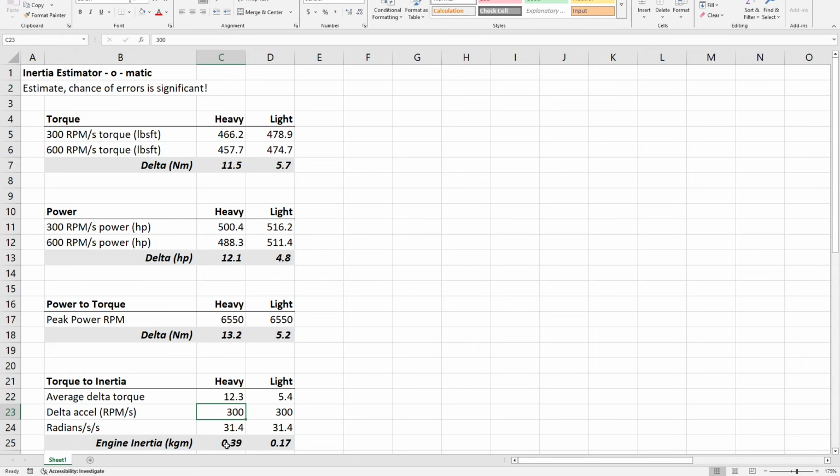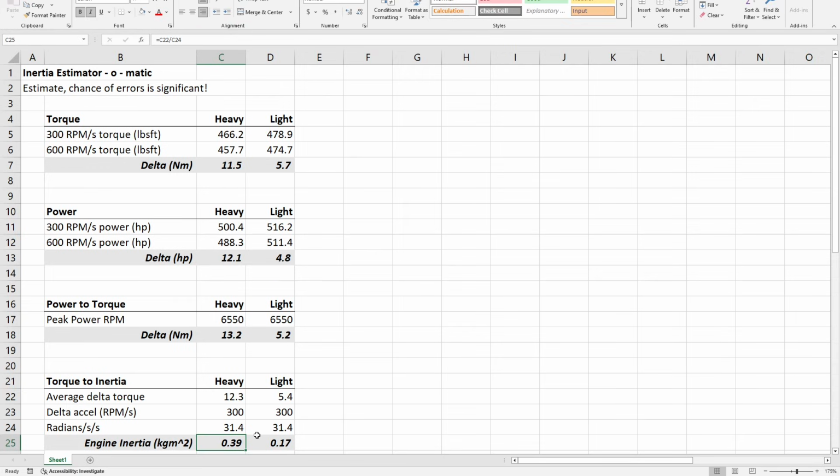What is the rotational inertia of a thing that accelerates at 31.4 radians per second squared when subjected to a torque of 12.3 Newton meters? And for that you simply divide the torque by the acceleration, and then you get the inertia. And I snuck a little squared in there because I forgot that. So the total estimated rotational inertia of this engine is almost 0.4 kilogram meters squared, which is quite a lot.